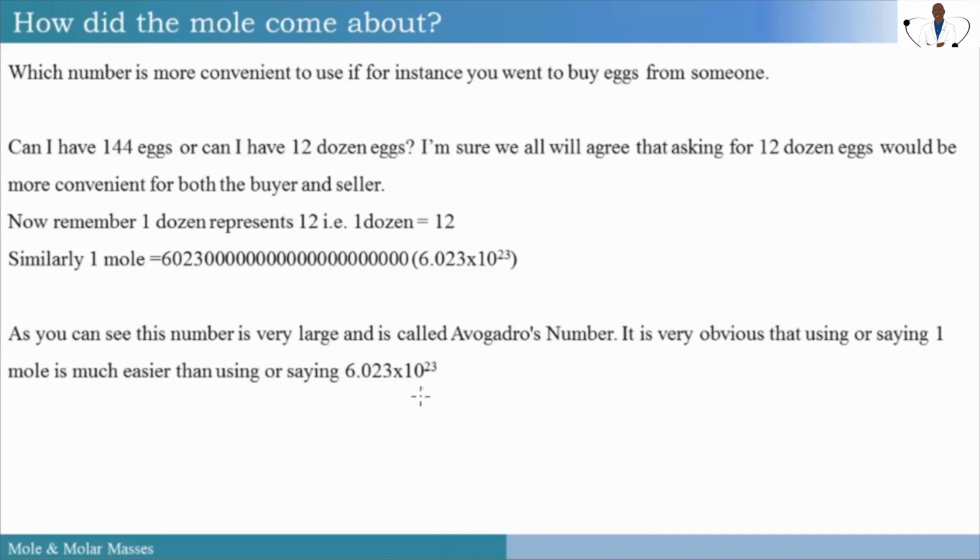Now the number can be in terms of particles, atoms, molecules, electrons, or ions. But we must ask ourselves this question: where did this number come from? The 6.023 times 10 to the 23rd. It's a specific number. Where did we get it from? Let us examine the origin of this number.